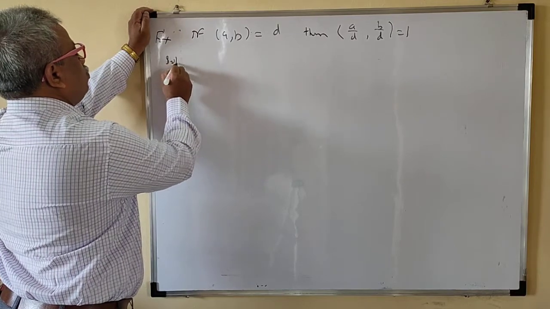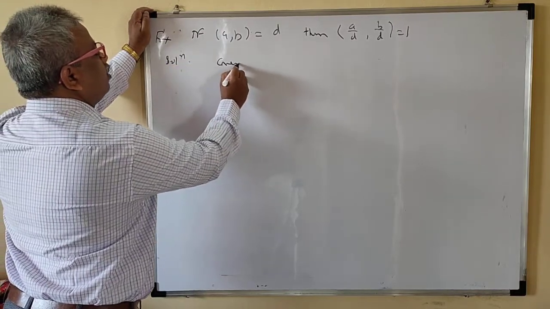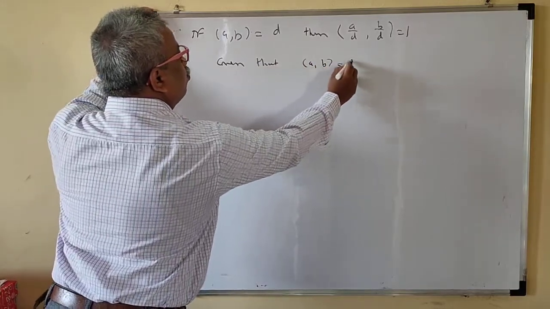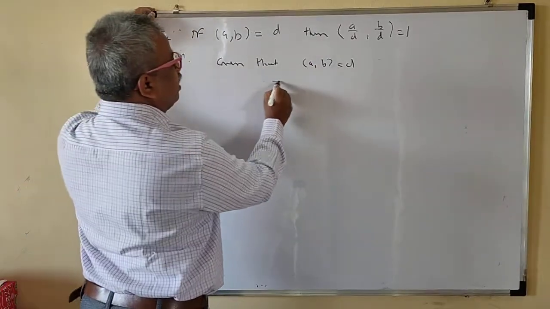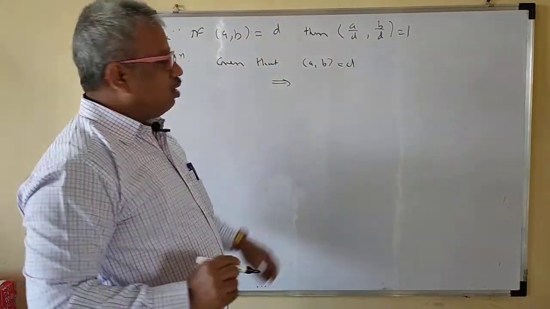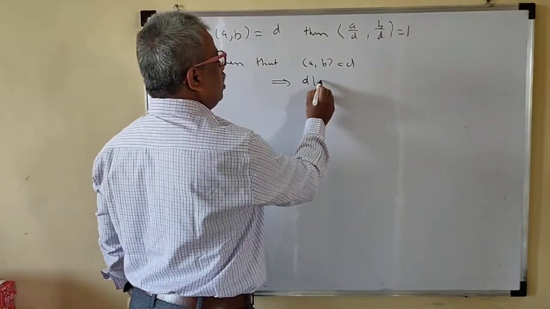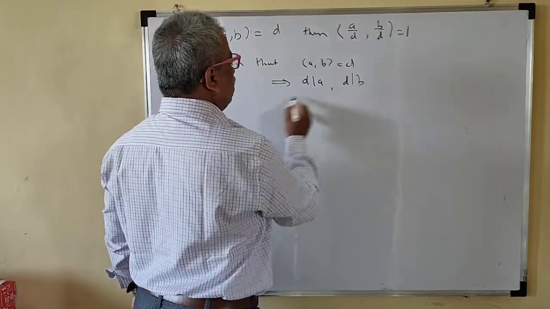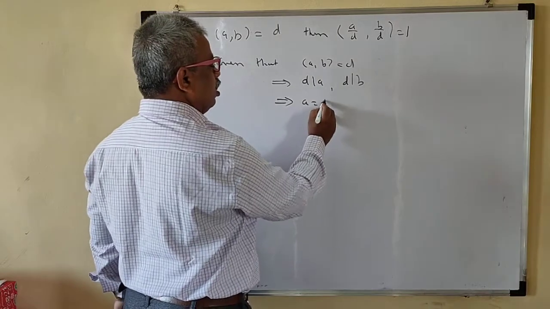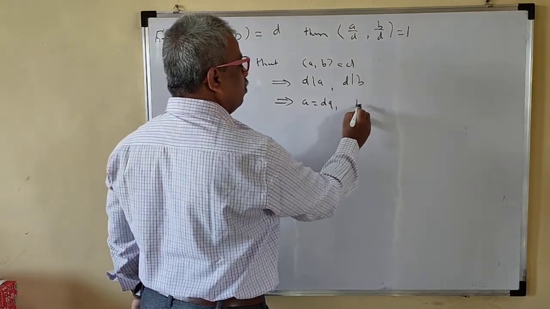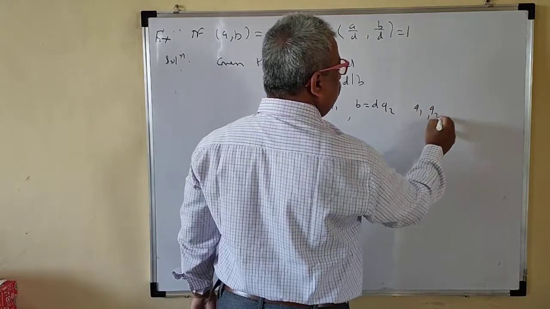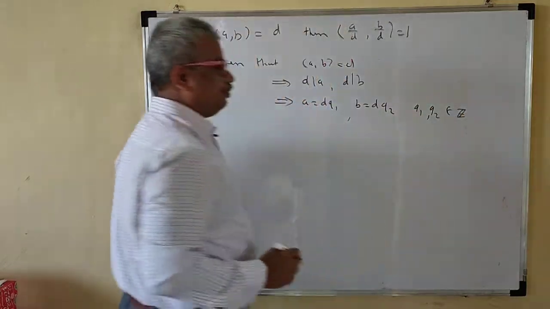Okay, now we'll take the solution. Given that GCD of A and B is equal to D. This implies that first we apply the definition: D is a common divisor of A and B, so D divides A and D divides B. Then A is equal to DQ1, B is equal to DQ2, where Q1 and Q2 are elements of Z.